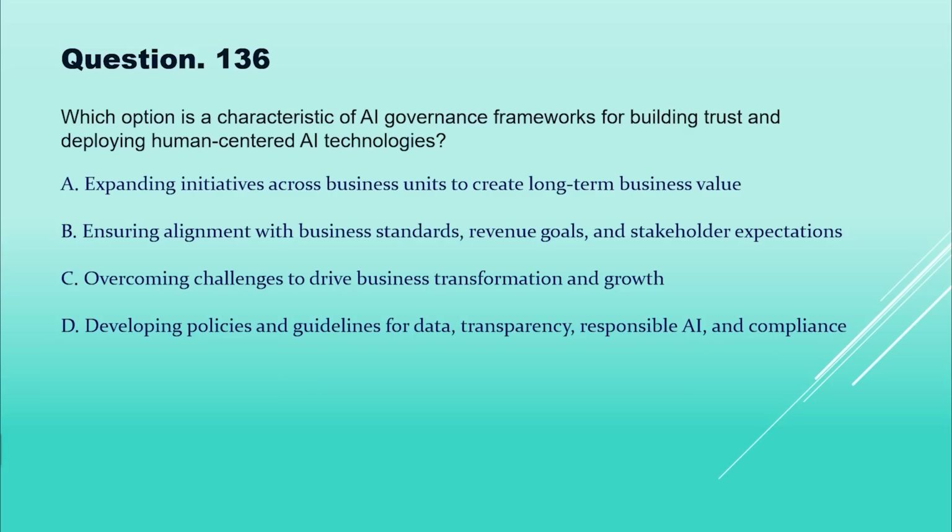So the correct answer here will be option D, developing policies and guidelines for data transparency, responsible AI and compliance. This is because AI governance frameworks are designed to ensure that AI technologies are developed and deployed in a way that is ethical, transparent, and aligned with societal values. This involves creating policies and guidelines that address key areas such as data usage, transparency in AI decision making, responsible AI practice, and compliance with legal and regulatory standards. So option D is correct here.